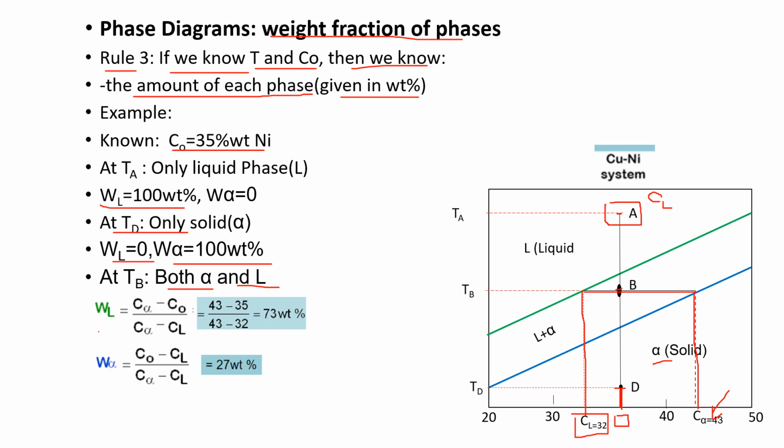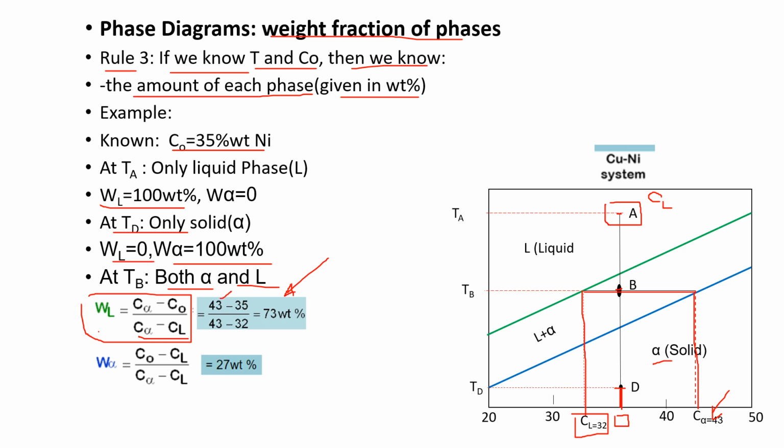So write out the formula. Wl will be equal to C alpha minus Co divided by C alpha minus Cl, or you can implement the previously discussed formula for the lever rule, which is explained. So the points will be mentioned over here like OMP. So this data is known.